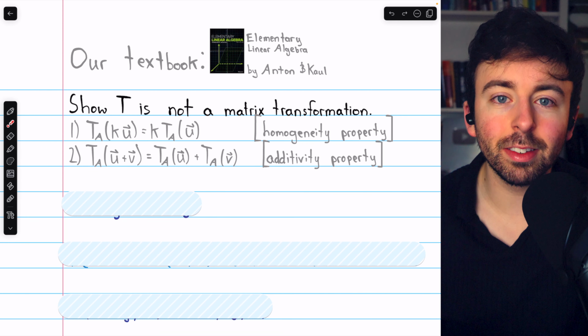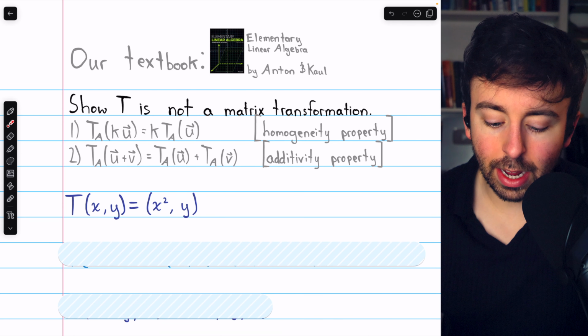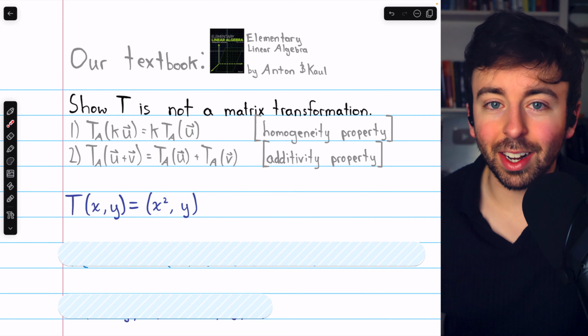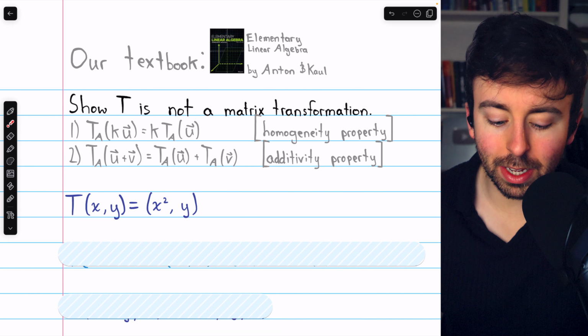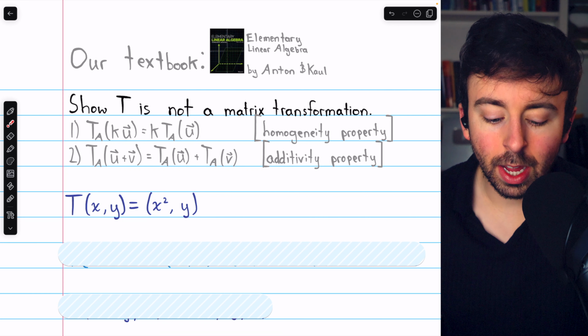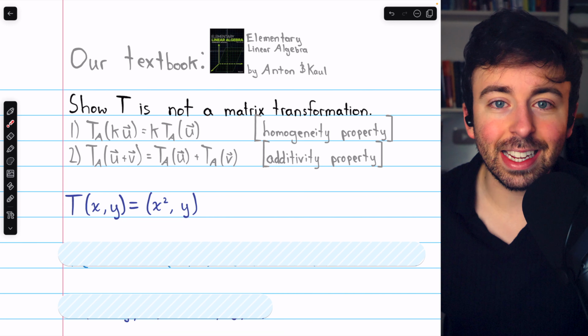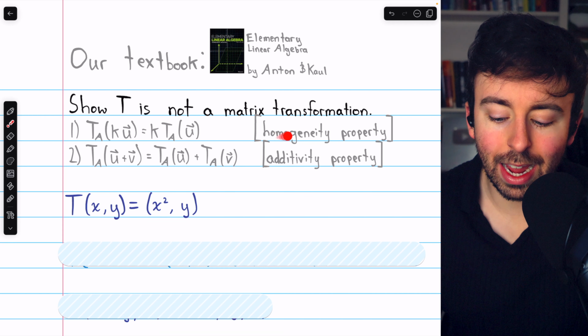Here's our first transformation. This transformation takes vectors in R squared and sends them to another vector in R squared. Just at a glance, it doesn't appear like a matrix or linear transformation because of the x squared term, and we can easily prove that in fact it is not a matrix transformation by showing that it doesn't follow either of these two properties. Let's show that it doesn't satisfy the homogeneity property.